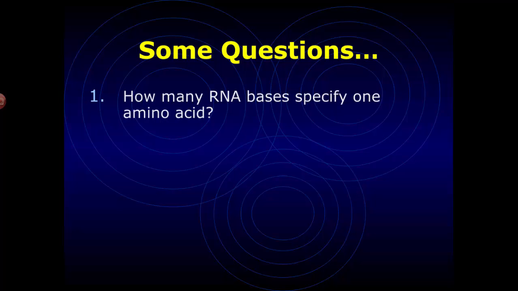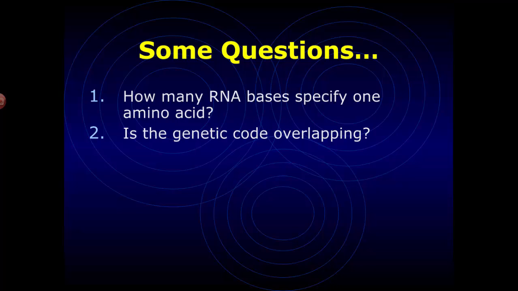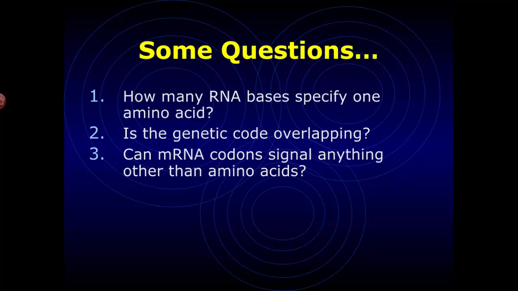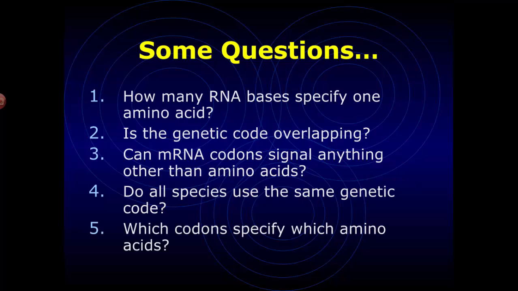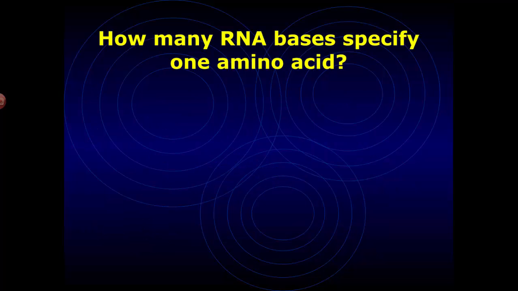The first question is, how many RNA bases in a transcript specify one amino acid? We know it's 3 now, but we didn't. When they first were trying to figure this out, they didn't know it was 3 bases in a codon. Is the genetic code overlapping? We'll take a look at what that means. Can messenger RNA codons signal for anything other than amino acids? Do all species use the same genetic code? And finally, which codons are the ones that specify which amino acids? So number 5 is the development of the dictionary, the genetic code.